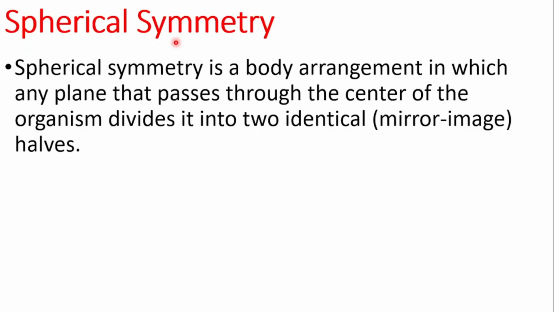So what is spherical symmetry by definition? Well, spherical symmetry is a body arrangement in which any plane that passes through the center of the organism divides it into two identical mirror image halves. So when we're talking about spherical symmetry, it doesn't matter what plane we're talking about, any plane that passes through the center, but the plane has to pass through the center, that same plane is going to divide this body into two identical mirror image halves.